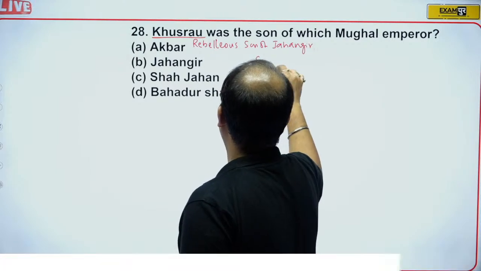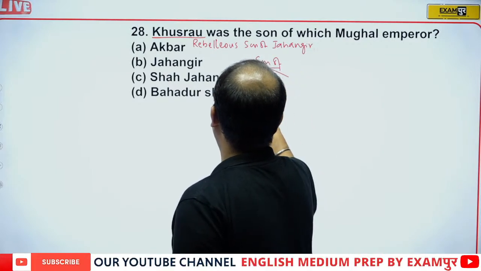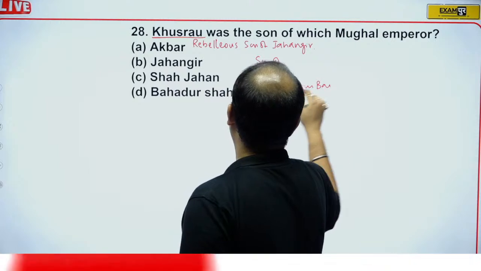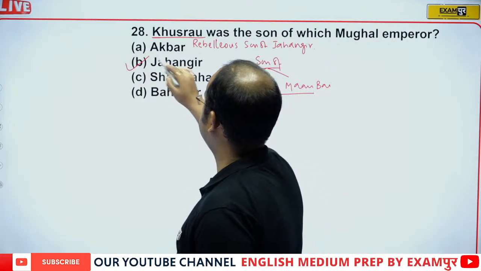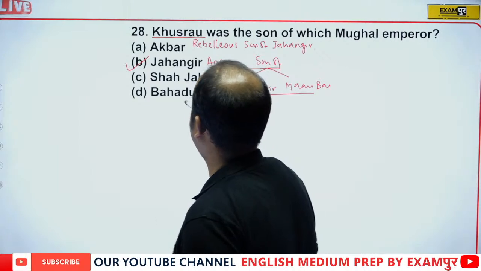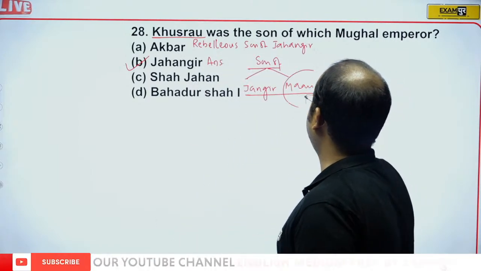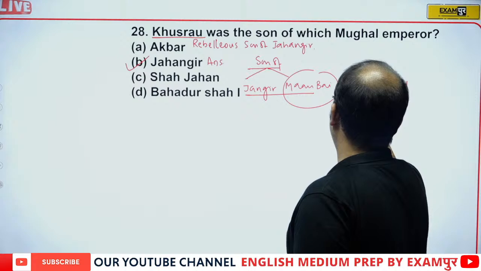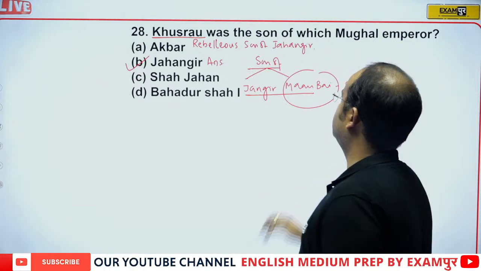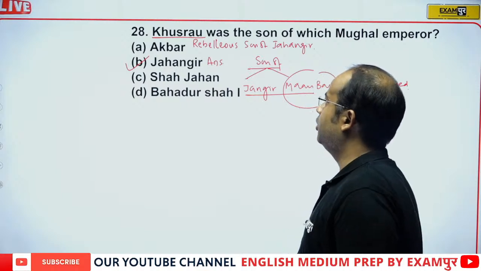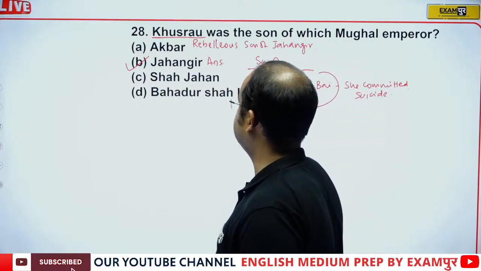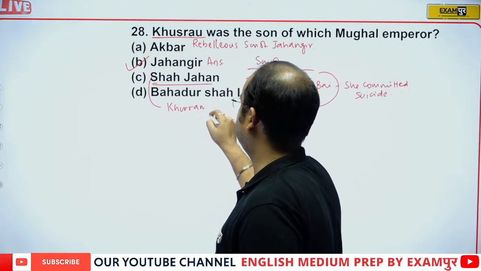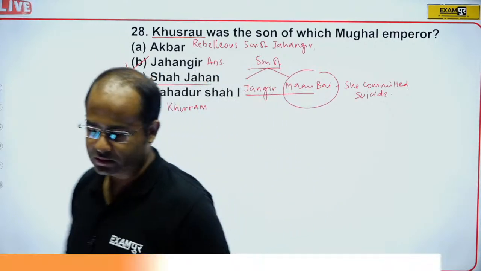He was the son of Jahangir and Manbai. Due to his rebellious nature and the bad relation between father and son, Manbai committed suicide. She is the only Mughal queen who committed suicide. And the childhood name of Shah Jahan was Khurram.